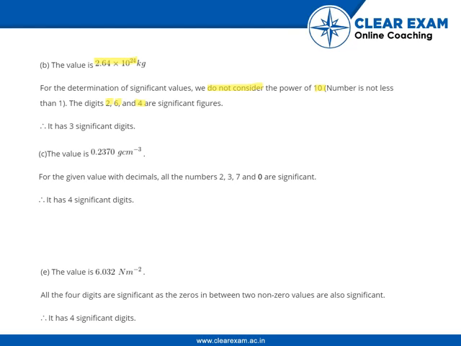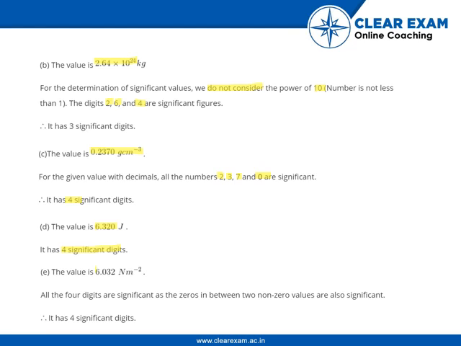The value of 0.2370. For this given value, all the numbers 2, 3, 7 and even 0 are significant digits, because the 0 is after the other significant digits. Therefore, it has 4 significant digits. The value of 6.320 joules has 4 significant digits as 6, 3, 2 and 0.